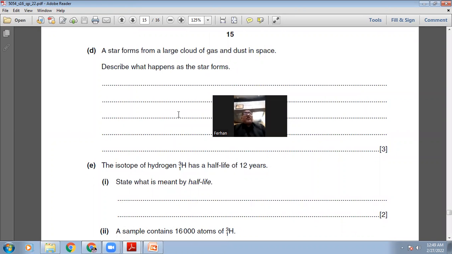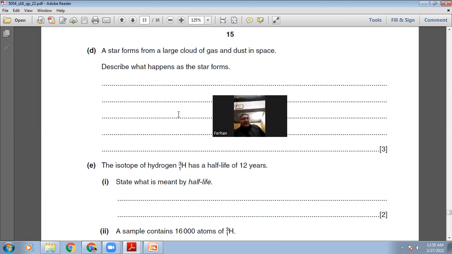A star forms from a large cloud of gas and dust in space. Describe what happens as the star forms. You see, this cloud of gas and dust comes close together, and due to the gravity and the pressure, the molecules come close to each other and their kinetic energy is very high. Due to the very large temperature and pressure, nuclear reactions take place, the process of fusion starts, and due to this an enormous amount of energy is created.